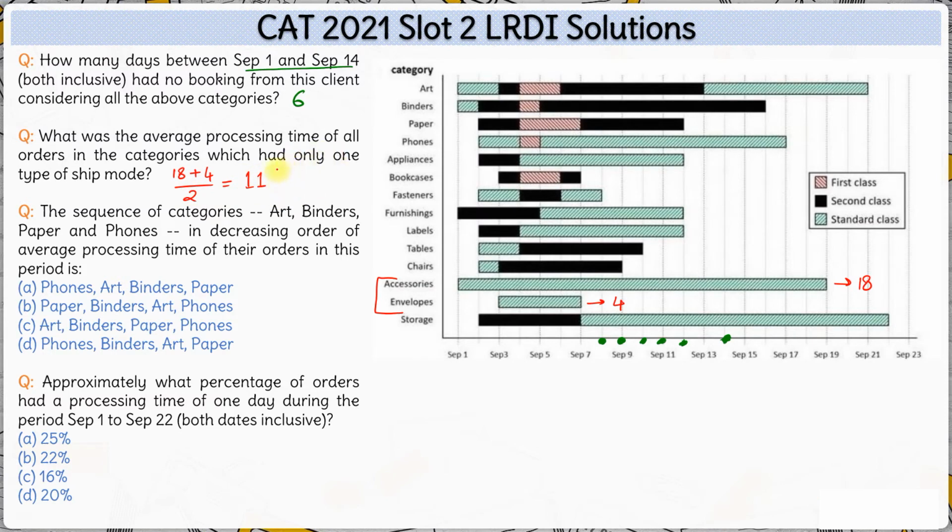Okay? Fine. Let's move on to the next question. The sequence of categories, that is arts, binders, paper and phones, in decreasing order of average processing time of their orders in this period is. Okay.